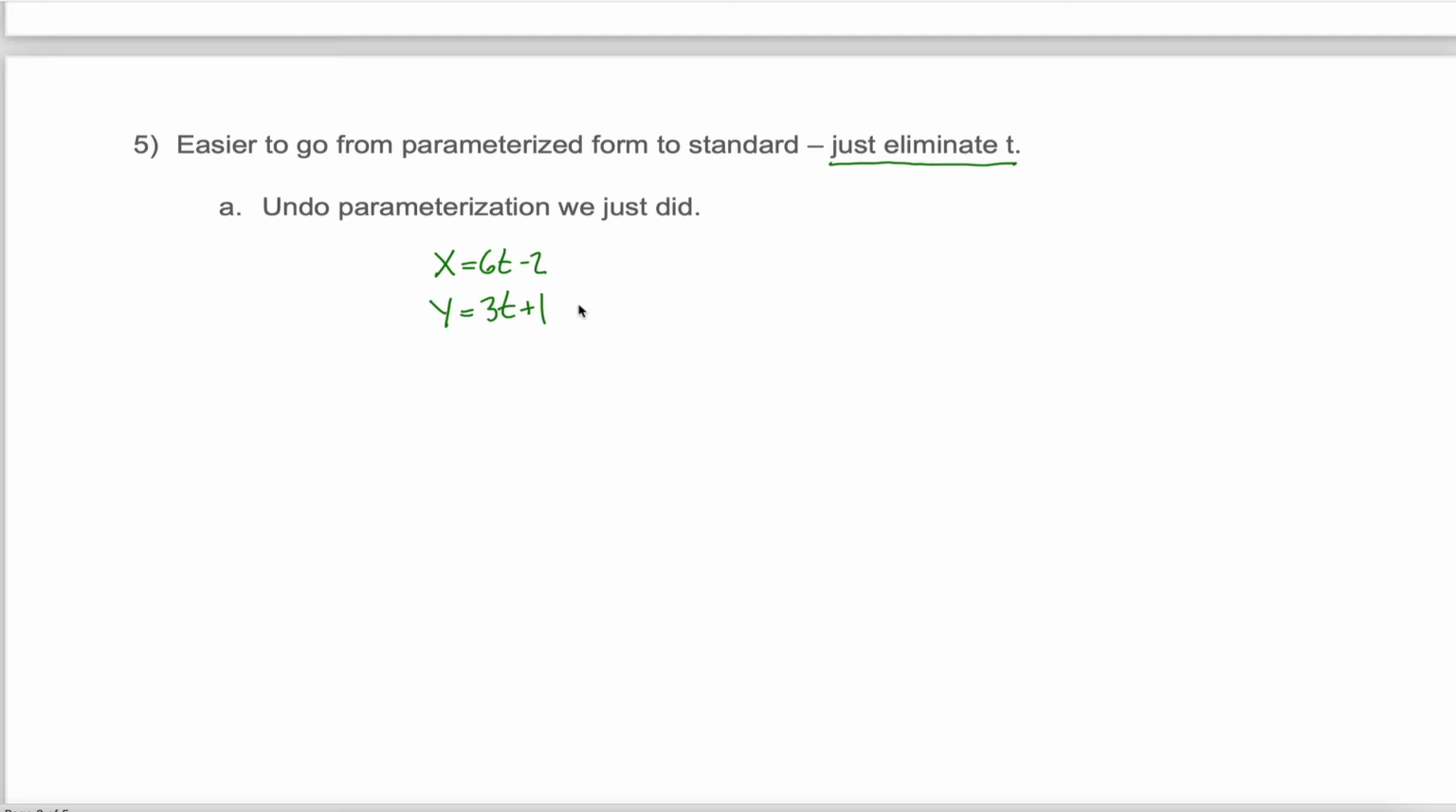Well, I have two different equations, x and y. So what I can do is solve one of those equations for my parameter t. So maybe I'll take this first equation right here and solve it for t. I'd add 2 to both sides to get x plus 2 is equal to 6t, and then divide both sides by 6 to get that t is equal to x plus 2 divided by 6. Now that I have t solved for in terms of x, I can substitute that into this equation. So instead of saying y equals 3t plus 1, I can say y is equal to 3 times x plus 2 over 6 plus 1.